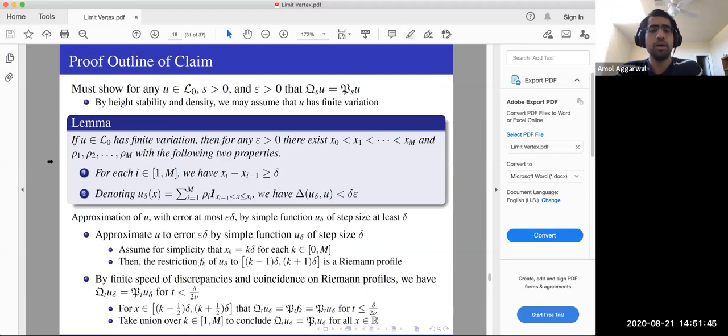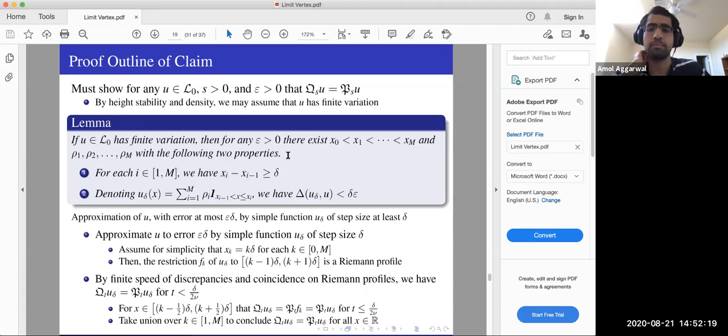Now, the lemma, which is totally elementary, it's a paragraph to prove it. I won't do it. It is the following. If u has finite variation, then I can approximate it by a simple function in the following way, with the following property. I want the approximation to be strong, but the steps of the simple function to be relatively large. In particular, for any epsilon, I want the error to be epsilon times the step size.